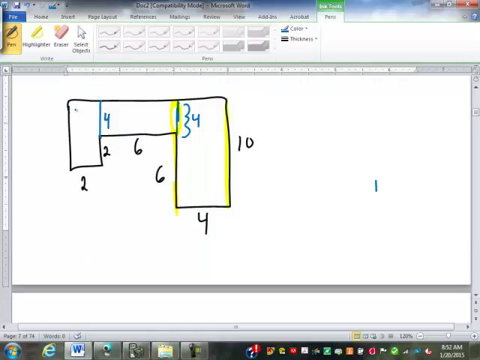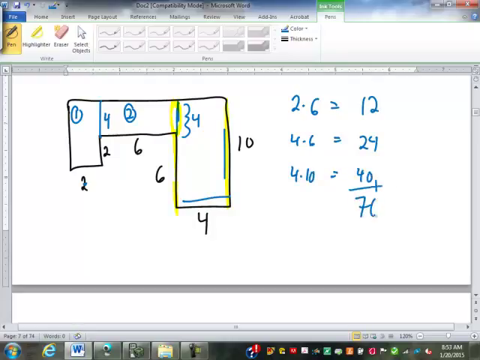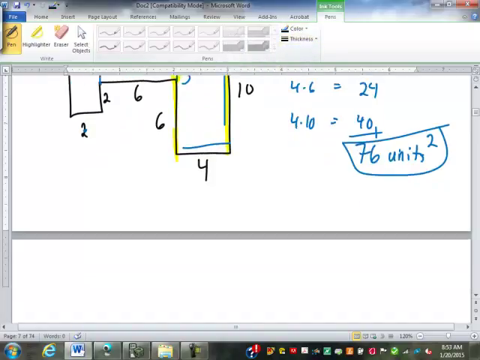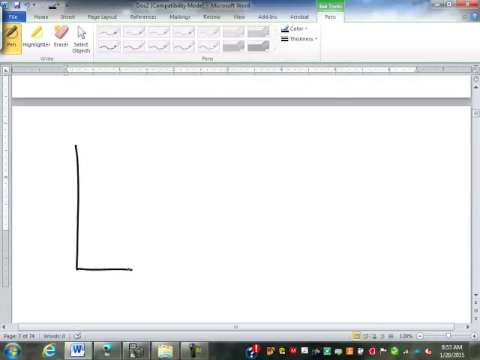So we have this first rectangle, which is 2 by 4 plus 2 is 6. So 2 by 6 is 12. The second one here is 4 by 6, or 24. And then this is 4 by 10, or 40, which adds up to 76. Since I didn't put inches or feet or anything on there, we're going to call that units squared. But we might also run into ones like this.